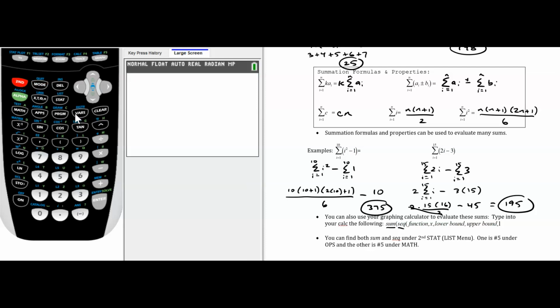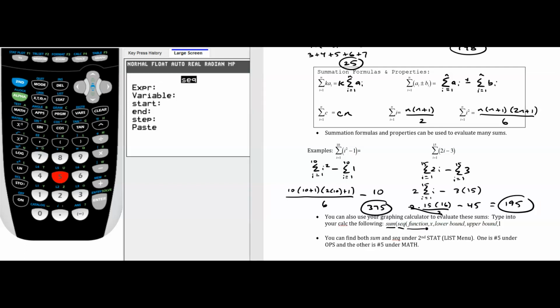This is under second stat. There we go. And we are going to go over to math. Sum is number 5. So we're going to sum, again, second stat, over to ops. Sequence is number 5. And some of your calculators won't have this set up. You'll actually need to plug in the function, comma x, comma your lower bound, comma your upper bound, and then comma 1. But that's exactly what this information is doing.